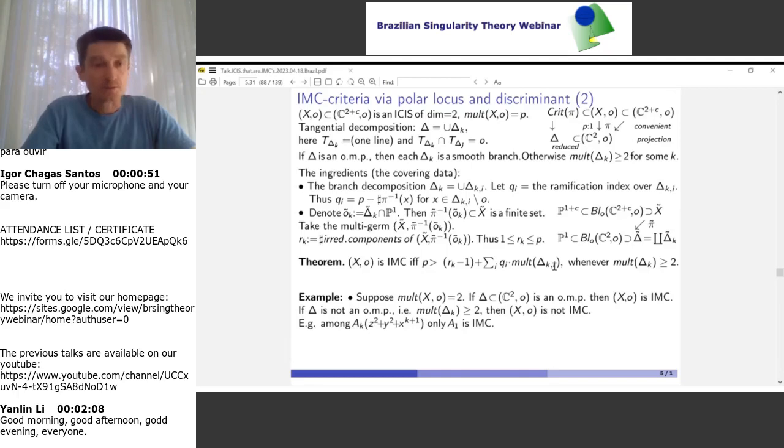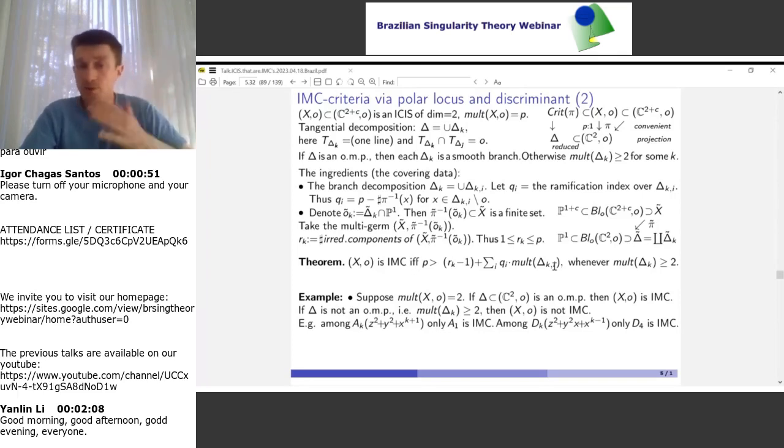Now let's take some numerical examples. Take AK. Here are the defining equations. They are of multiplicity 2. And we see that, if we project to the xy plane, the discriminant will be ordinary multiple point only for A1 singularity. So of all AKs, only A1 is inner metrically conical. And DK, for example, of all the DKs, only D4 will be inner metrically conical. Also here you just project onto XY plane, you see the plane curve that you will get there, and it is an ordinary multiple point only for k equal to 4. So this is the case of multiplicity 2. Now let's speak about multiplicity 3.